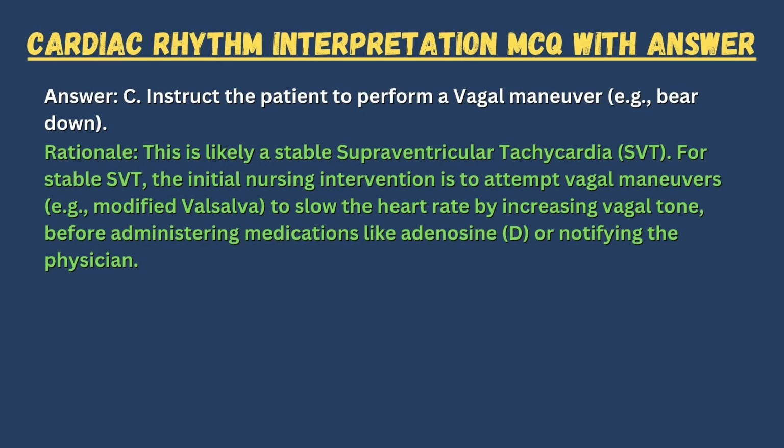Rationale. This is likely a stable supraventricular tachycardia, SVT. For stable SVT, the initial nursing intervention is to attempt vagal maneuvers, for example modified Valsalva, to slow the heart rate by increasing vagal tone, before administering medications like adenosine, D, or notifying the physician.